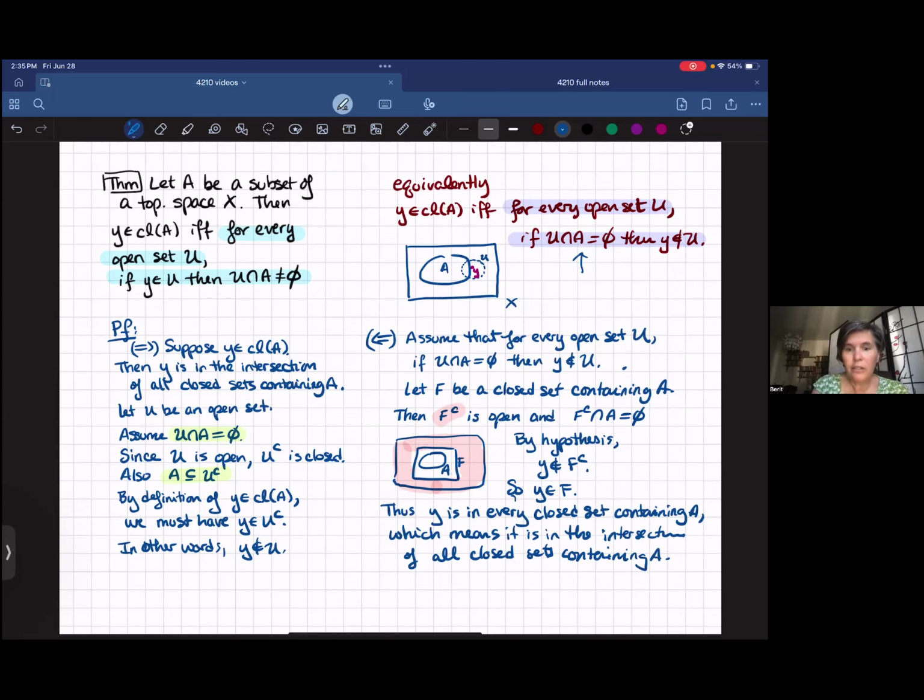But if Y is in the intersection of all closed sets containing A, well, the intersection of all closed sets containing A, we have a name for that. That's the closure. So Y is in the closure of A.